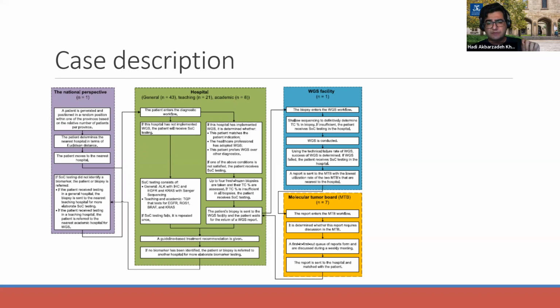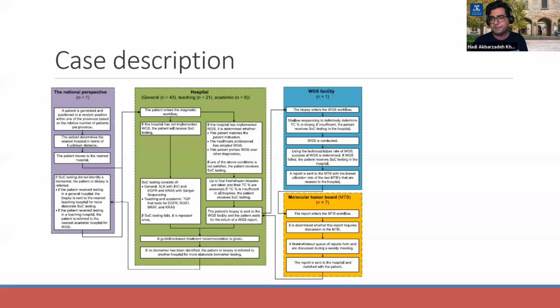And there are some other techniques called whole genomic sequencing, which can check all the sequences, or all the mutations, at once in one test. But there are some limitations. First, they are costly, and secondly, there are not many facilities available to apply them currently.